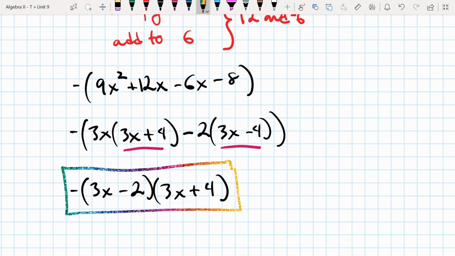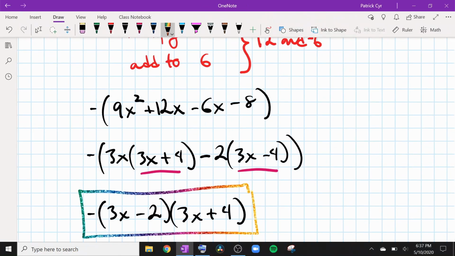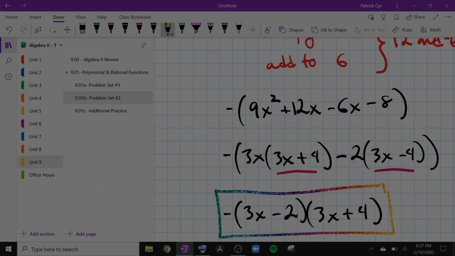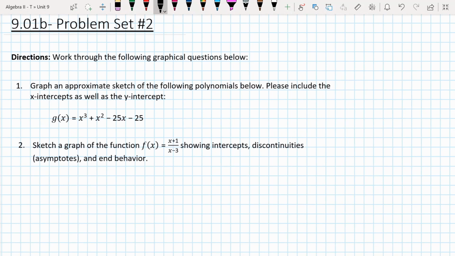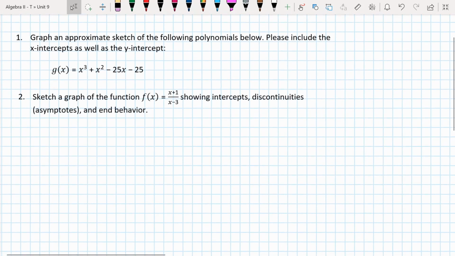Okay, now let's work through problem set number 2. Our goal in this problem set is to approach polynomial functions and rational functions through a graphical lens. So we're going to try and graph these. Starting off with number 1, we're going to start with g of x, and we've defined g of x as this cubic function here. So our goal here is to graph this.